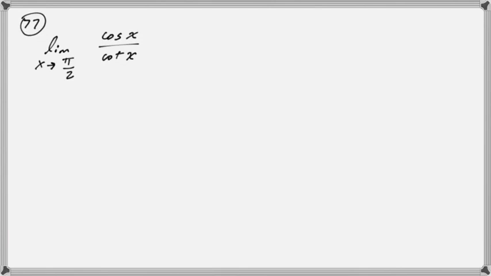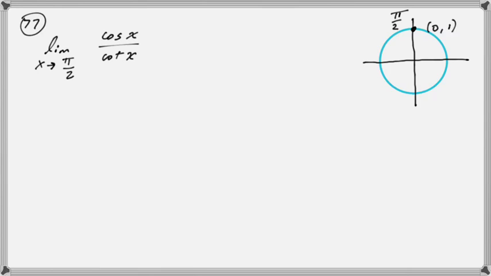Okay, 73, on to 77. If you look at a unit circle, guys, and I make my unit circle, I notice that I'm plugging in pi over 2. Pi over 2 is at the top here. The coordinates at that point are 0, 1. It's always alphabetical, cosine, sine.